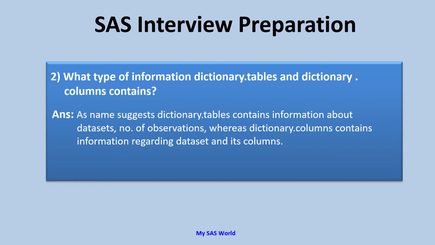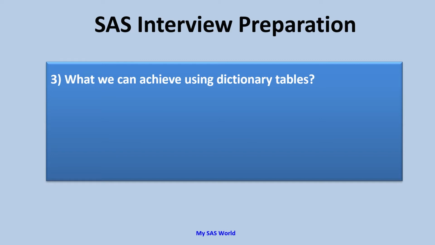All you need to do is just go and check the data. There are various variables that contain various types of information. Let's move on to the next question. What can we achieve using dictionary tables?